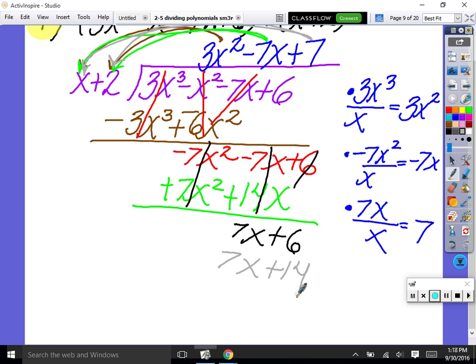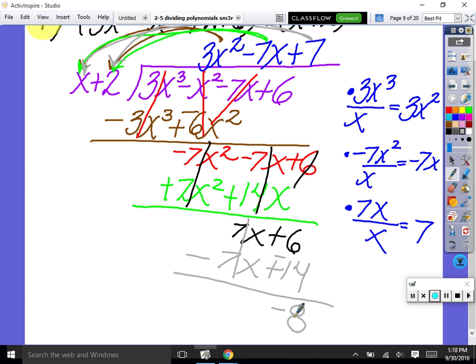Positive 7 times positive 2 is positive 14. Most important: change the sign, change it. We add straight down. 0 and then negative 8. So now look, does negative 8 divide by x? No, so we can't do that. So that's our remainder. We have a remainder of negative 8. So this did not divide evenly.